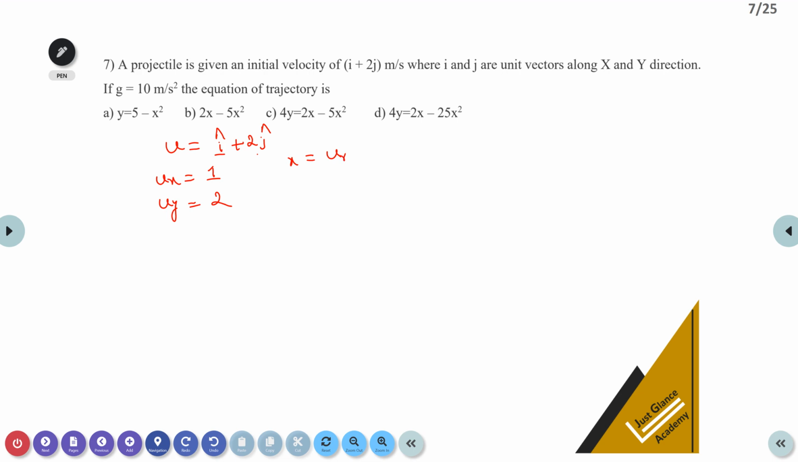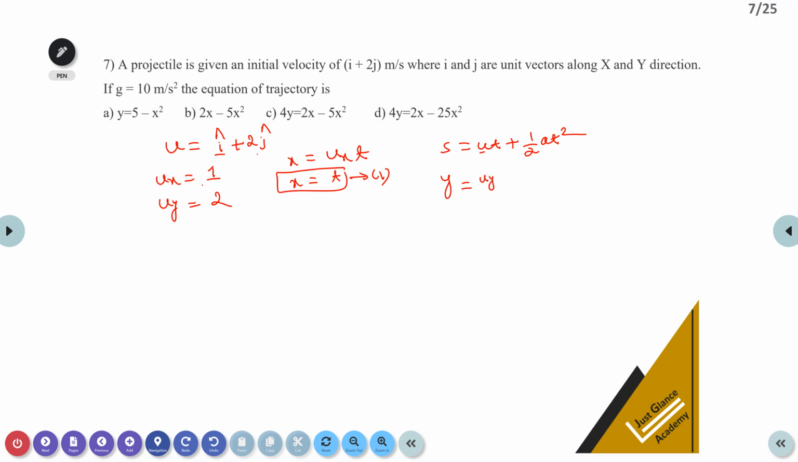Now, what is the distance traveled along the X direction? X equals Ux into t. What is the value of Ux? You know it is 1, so X becomes t. This is equation number 1. Next, along the Y direction, S equals ut plus 1 by 2 at square. Here, for Y, you have to write Uy.